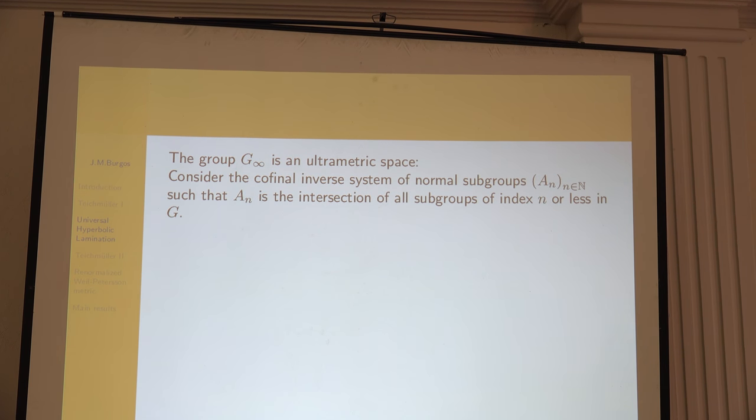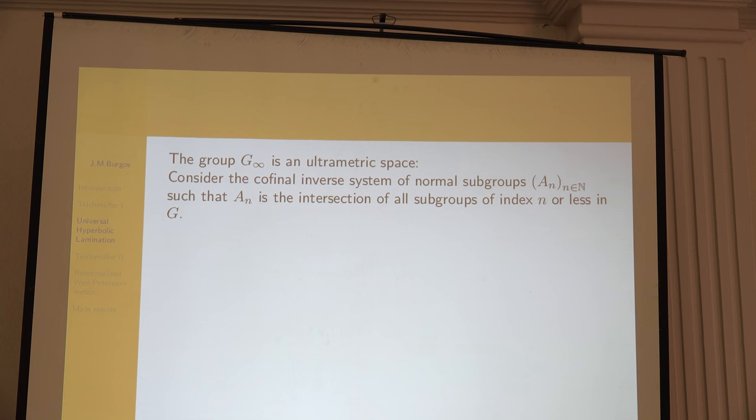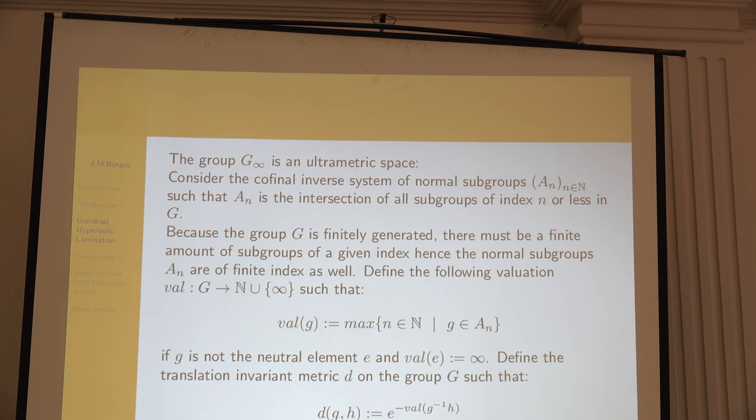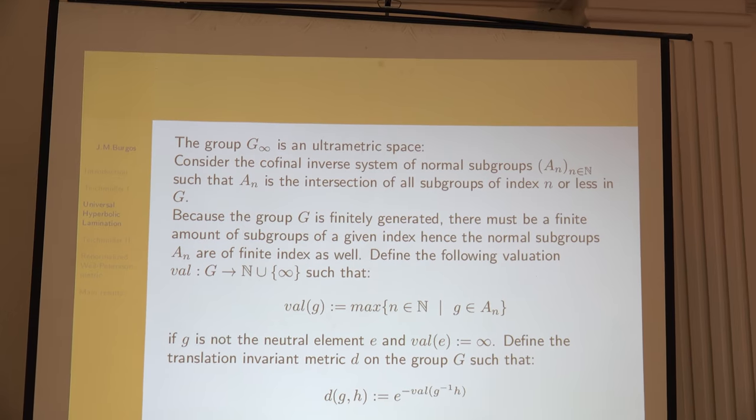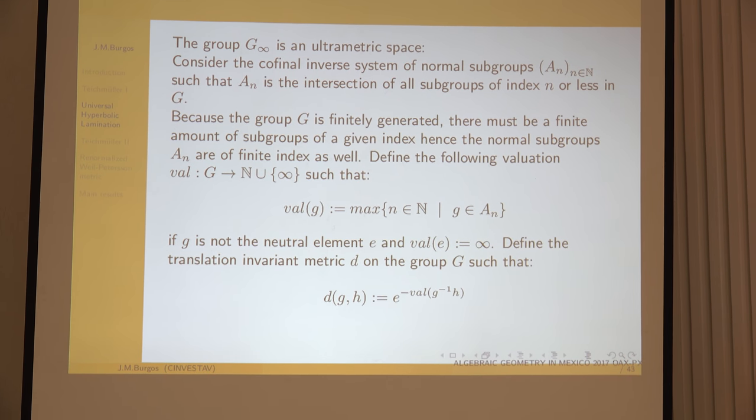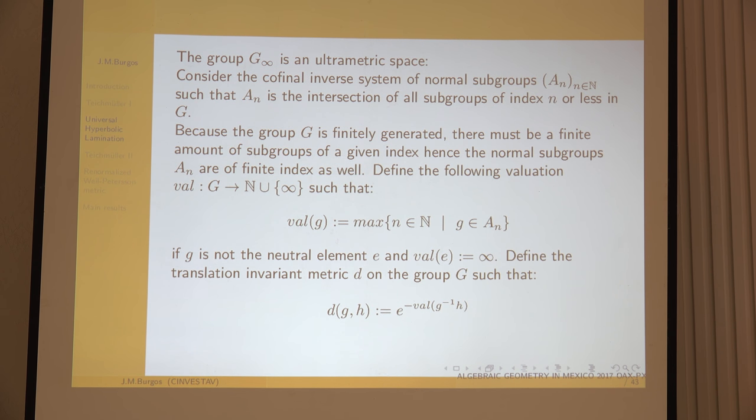It is constructed like this. Consider the cofinal inverse system of normal subgroups such that each normal subgroup is the intersection of all subgroups of index less than or equal to n. And that defines a valuation on the group. With that valuation, in the very well-known standard procedure, we construct the ultrametric metric.